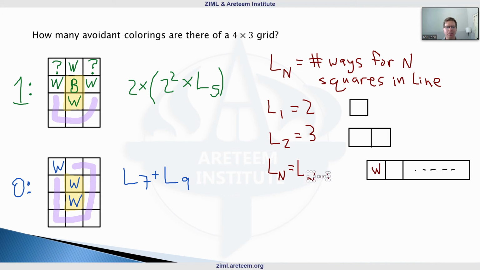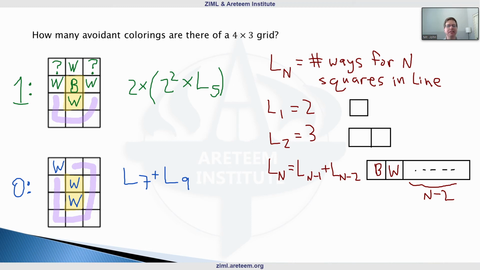And right, what about the other scenario? What happens if we have a black square first? Well, if we have a black square first, then we know we have to have a white square second. And how many squares are left now? Now we have n-2. And once we get that white square, we're like starting over. So at that point, any avoidant line of squares with n-2 squares would work.